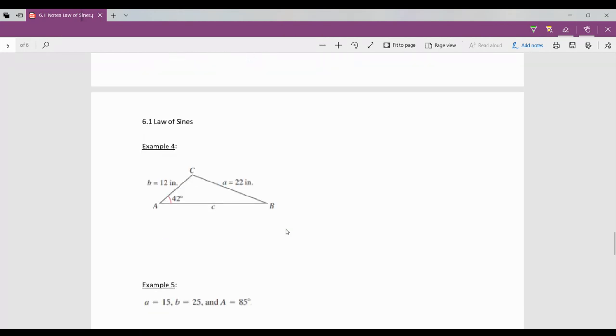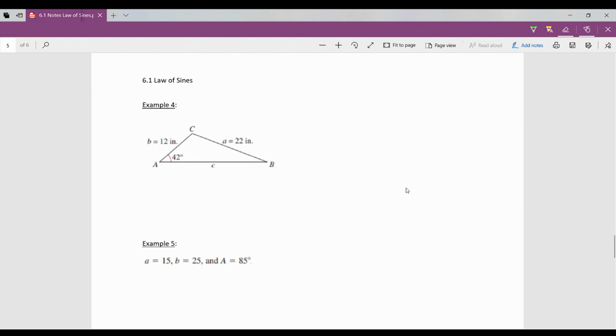Okay, so let's break it down. First thing, example 4. I'm going to just change it so I don't have a green pen while I'm solving this. All right, so setting it up, capital A, B, and C, and then little a, little b, and little c.